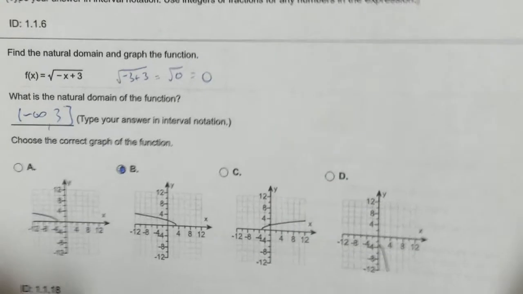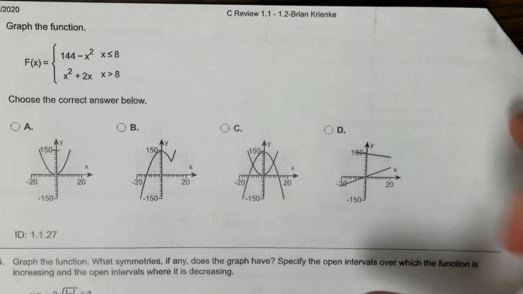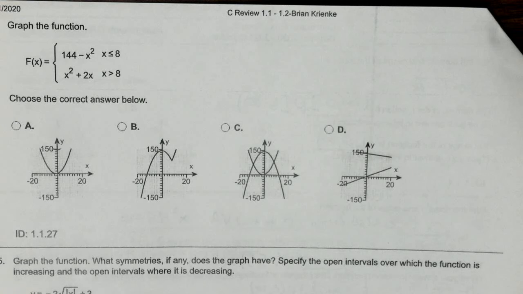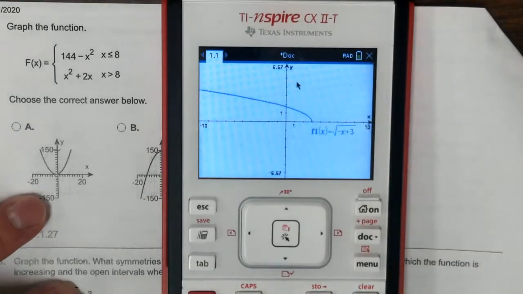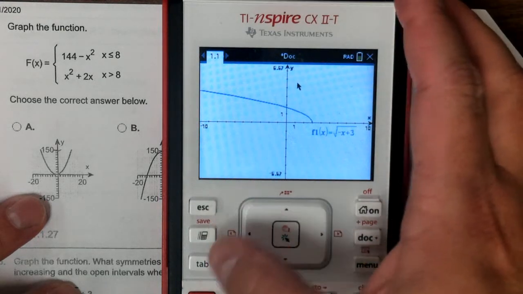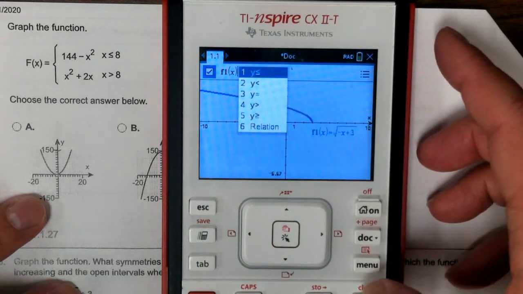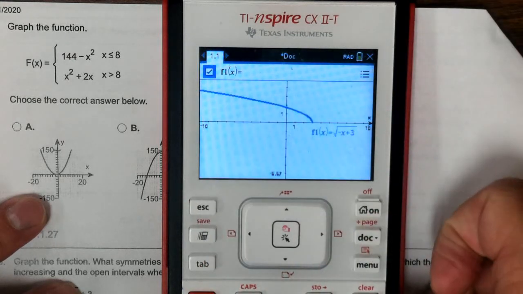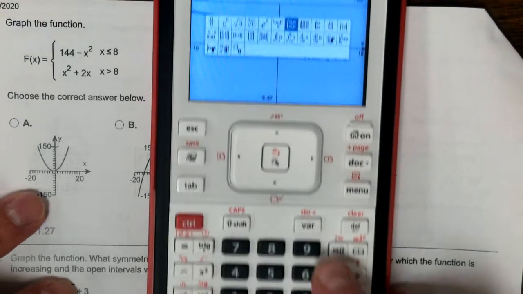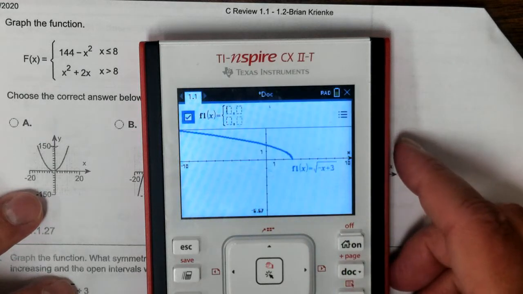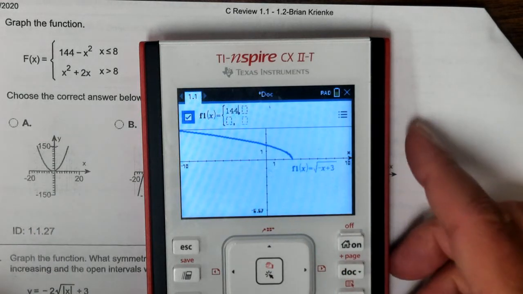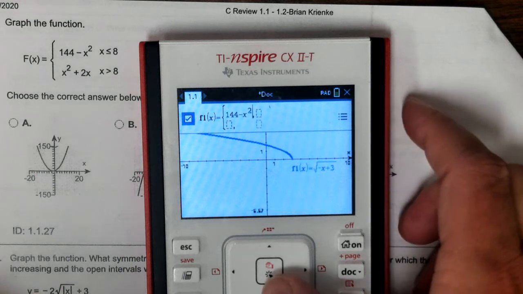Alright, our next one. This is a piecewise function, and you just need to graph it. So to graph piecewise, remember we go to this button to the right of the 9, and we need a 2 by 2, so that's that one. And here I put 144 minus x squared.